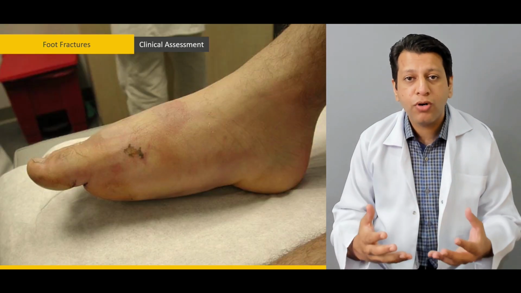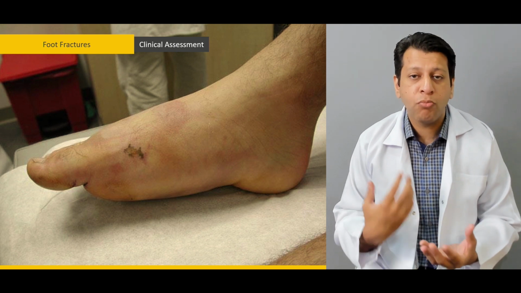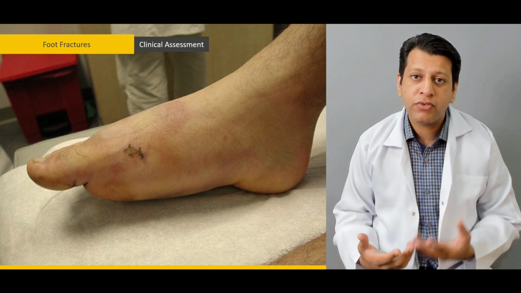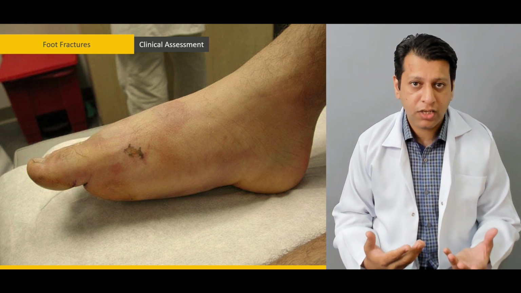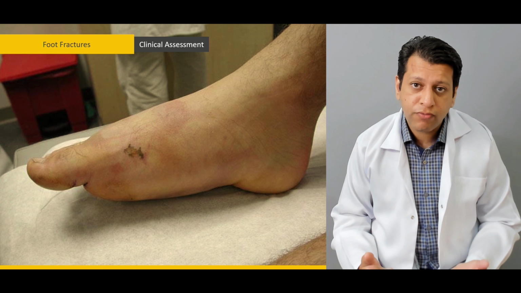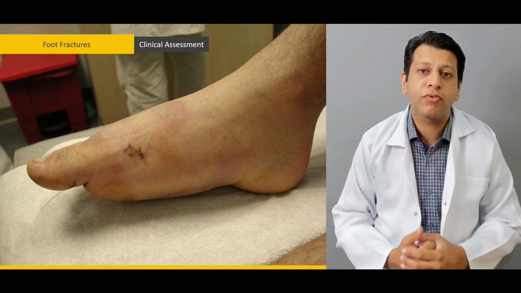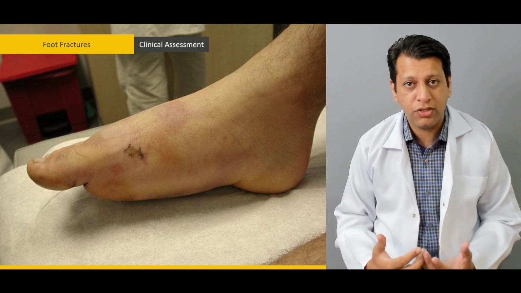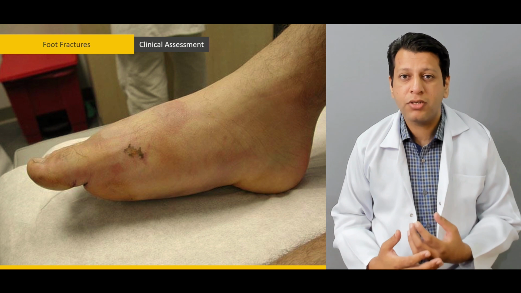And how do you move on to it? First, you take a brief history. What happened to the patient? Most likely, there will be a history of some form of trauma, either a fall or a motor vehicle accident. If there was a fall or motor vehicle accident, you elaborate more on what the position of the foot was when the patient had that kind of injury. Usually it's not possible, but sometimes patients are aware of it.